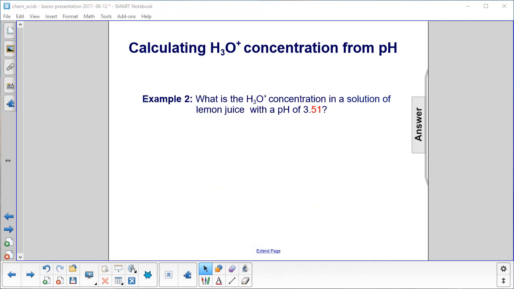What is the hydronium ion concentration in a solution of lemon juice that has a pH of 3.51? So you have 2 decimal places there. So go ahead and work that. When you're ready, we can pull out the answer tab.